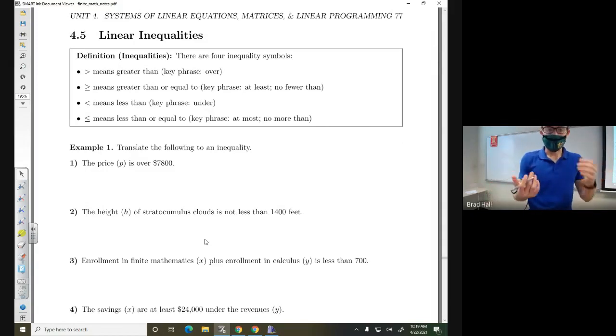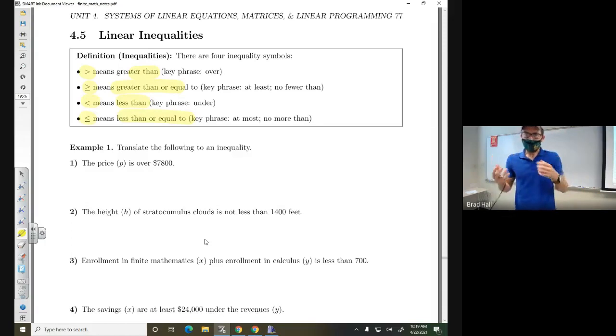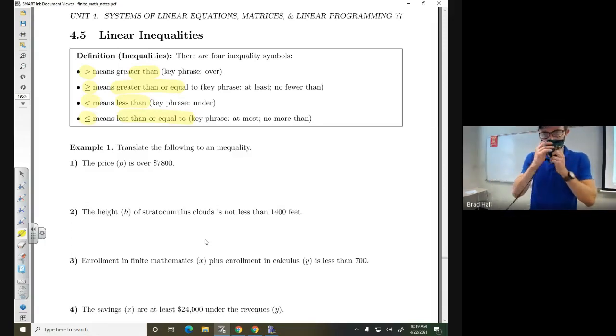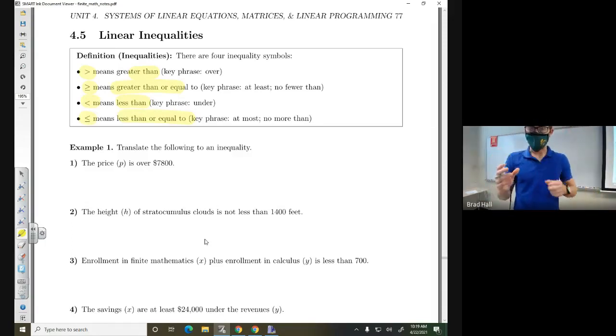Now, you're probably all familiar with inequalities. Greater than or equal to, less than or equal to. Something that may not be as familiar is some key phrases that correspond to these inequality symbols. Greater than refers to, if you see the word over, then what's synonymous to that is thing A is greater than that other thing.